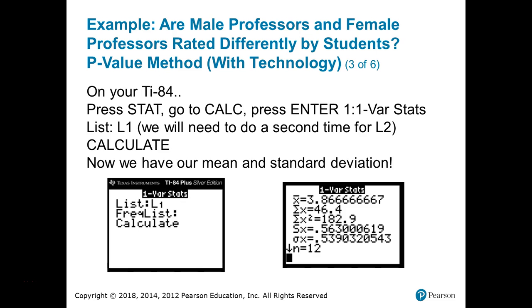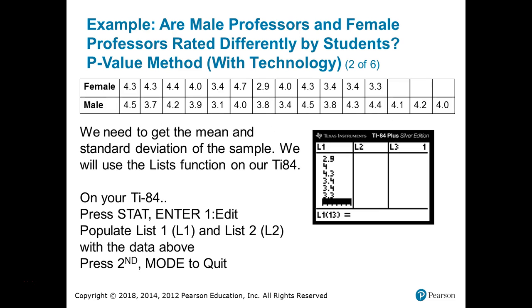They're all really easy and kind of self-explanatory once you get started. We weren't given a summary of the data. We weren't given the sample mean and the sample standard deviation. We were given actual data. So we need to get the mean and standard deviation from the sample. To do that, before we do anything else, we have to make a list and then have the TI-84 analyze that list to give us the mean and standard deviation.